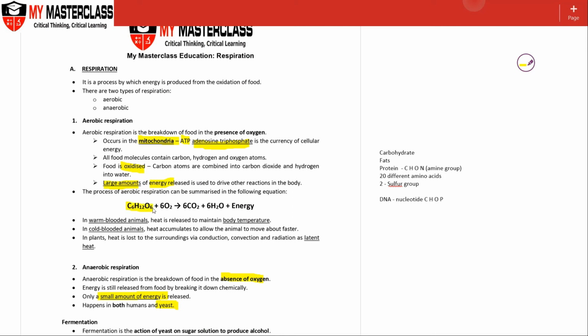So you have glucose here, which is the main source of energy in mammals, oxidized due to the presence of oxygen, which is why aerobic respiration requires it to happen in the presence of oxygen. So you produce carbon dioxide, water, and a large amount of energy.